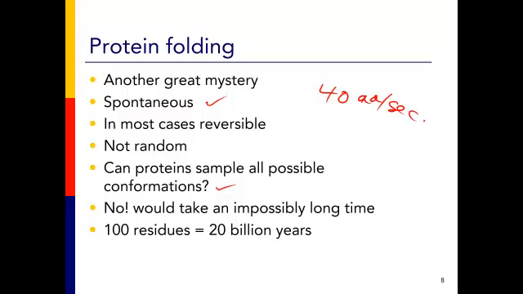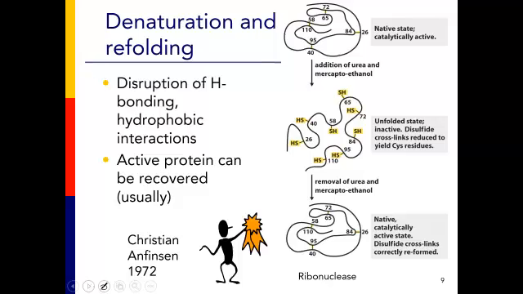Okay, so again, this is the idea of the protein structure code. If a protein had to try every phi-psi angle, the universe isn't old enough for that to happen. So again, that points back to the structure code. What about reversibility? Protein folding is, in most cases, reversible. So if that protein folds up spontaneously, even as it's being made, this is an example of ribonuclease.